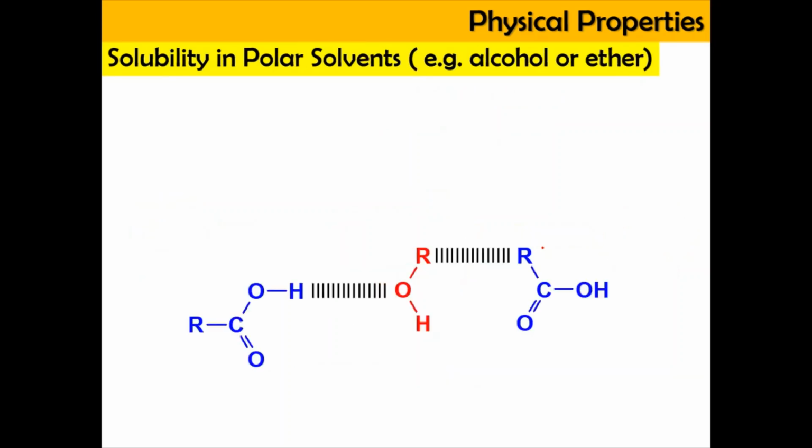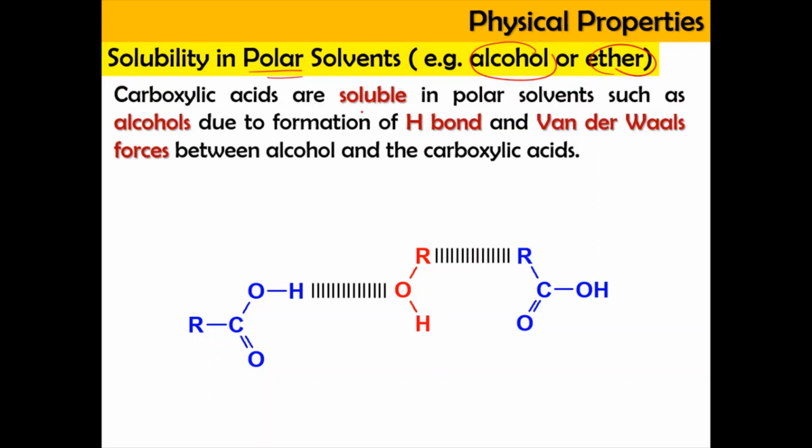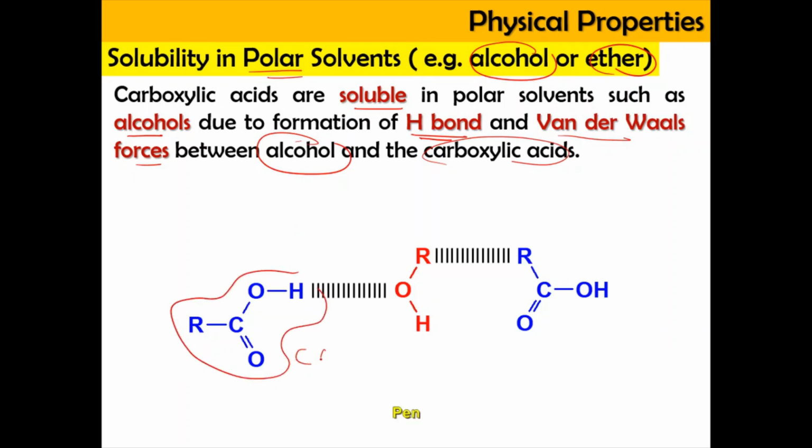Now we're going to look into the solubility in polar solvent. Examples of polar solvent here are alcohol as well as ether. The carboxylic acids are soluble in polar solvents such as alcohol, and this is due to the formation of the hydrogen bond and the van der Waals forces between the alcohol and the carboxylic acid. So here is the carboxylic acid and here is the alcohol. And here is the carboxylic acid again.